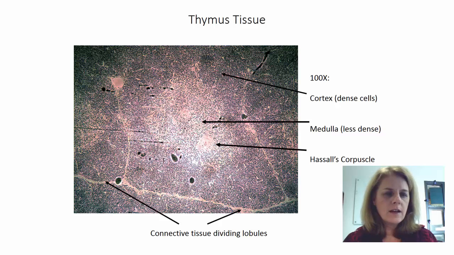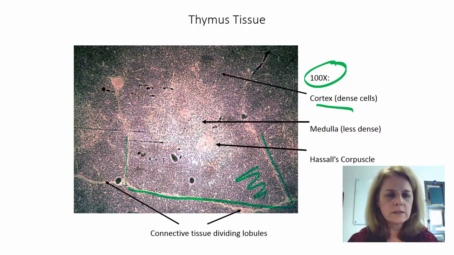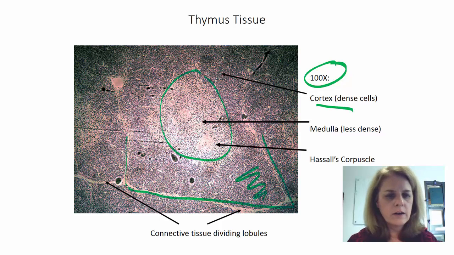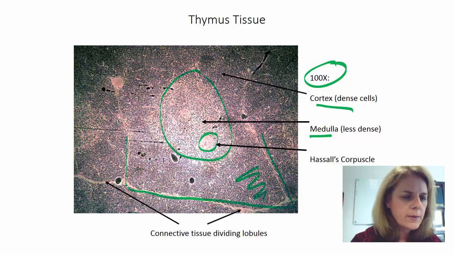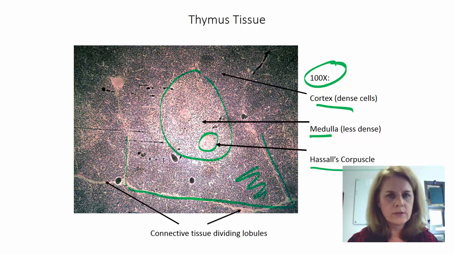So again, this is a little more blown up version. You can see this is a lobule. You can see that connective tissue that's dividing the lobule. You see the dark purple, which is the cortex. You can see the less dense, lighter pink area, which is the medulla. And there's one more structure that if you see this, you should go, ah, that's thymus. It's this little swirly, what I call the hurricane, and it's called a Hassall's corpuscle.